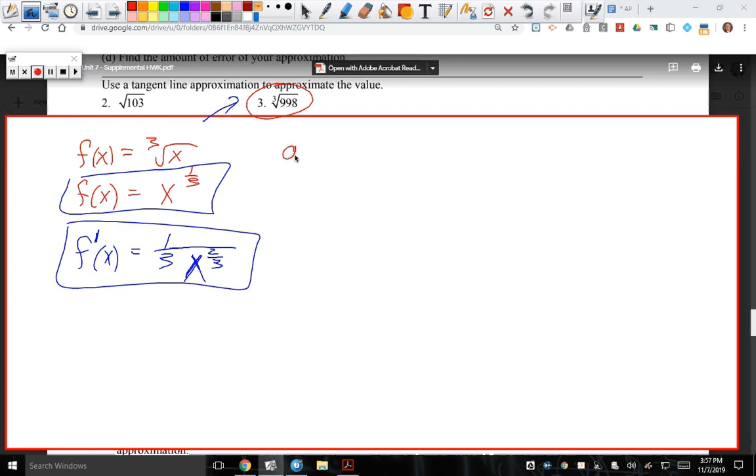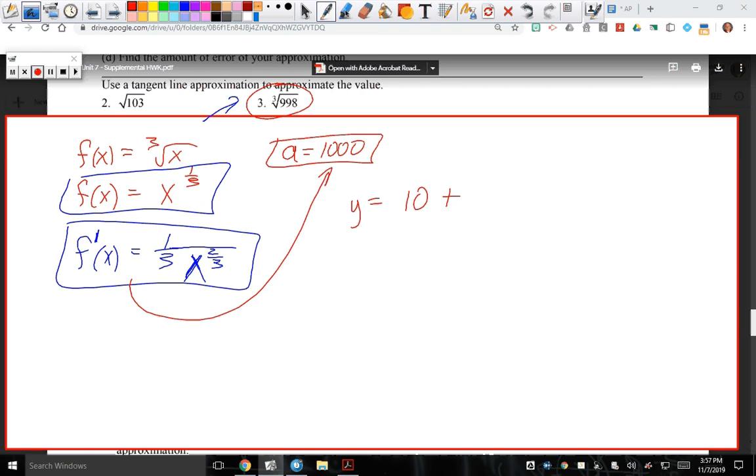My a value, basically my center, is what? 1,000. And now I will build it by saying y is equal to f of a, which is f of 1,000. So f of 1,000, which is going to be put in right here, will give me what? 10. And I'm going to add the slope of f prime at a. So here we go. The cube root of that is 10. Squared is 100. So it's going to be 1 over what? 1 over 300. And then it will be x minus 1,000.